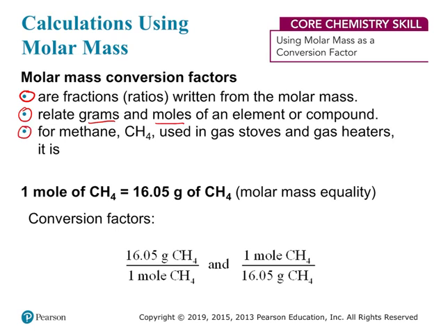So for example, methane, CH4, which is used in gas stoves and gas heaters, 1 mole of methane is equal to 16.05 grams of methane. So we can turn that into different conversion factors. For instance, if we were calculating the mass of a sample of methane, we would use this first conversion factor, where mass is in the numerator. But if we were calculating moles of methane, we would use this second conversion factor, where moles is in the numerator.